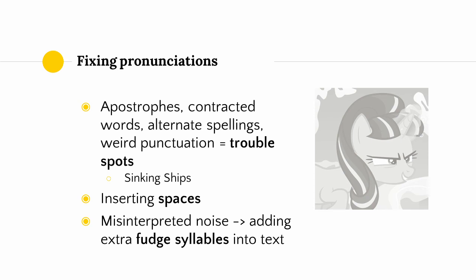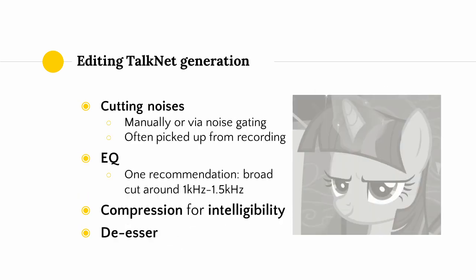Furthermore, in cases where the AI accidentally interprets a noise as an actual syllable, sometimes you can remedy this by adding what I call fudge syllables into your generation text. After I've got my lines generated, I do my best to edit out weird noises. I do find that TalkNet is quite good at replicating noises in my recording.